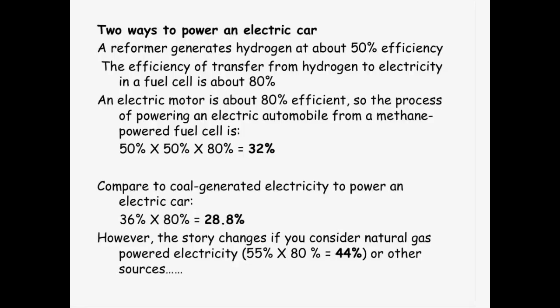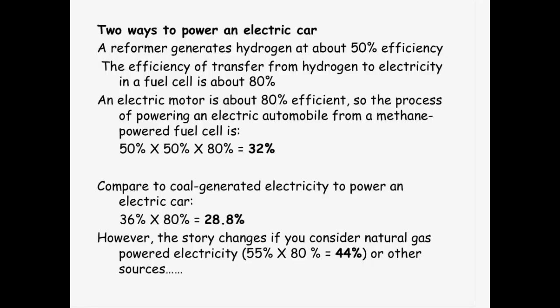So in fact, even though you have another transfer here, in this case hydrogen and a fuel cell, ignoring the cost of course, would be 32% efficient versus coal-generated electricity to power an electric car, 28%. However, the story changes if you consider natural gas-powered electricity, because natural gas conversion to electricity is 55% efficient as opposed to 35 or 36%. And the story would change even more if you talked about something like hydro or solar or wind-generated electricity.